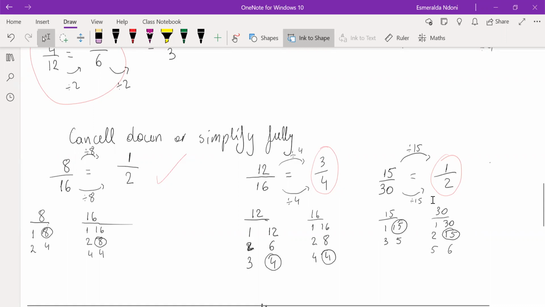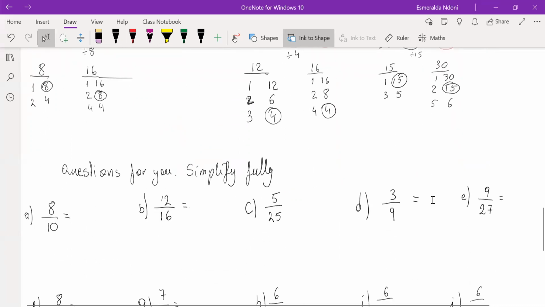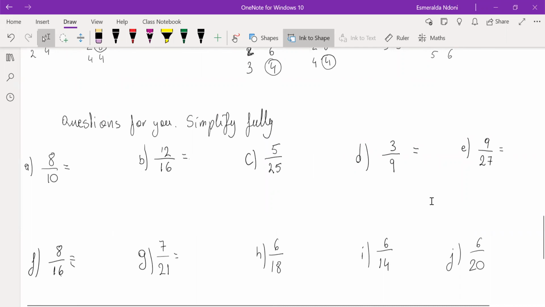Now, what we need to do is you need to copy these questions in your book. These are your questions for today. Hopefully you understand what I'm asking you to do. I want you to simplify fully these fractions that I made up for you. And we're going to simplify fully by dividing both the numerator and the denominator by the highest common factor. So please pause the video and do these 10 questions that are up for you.